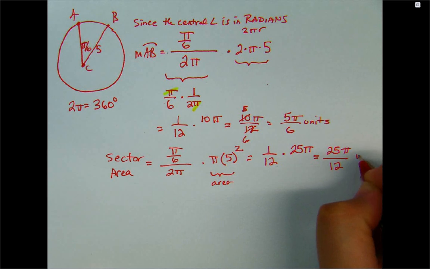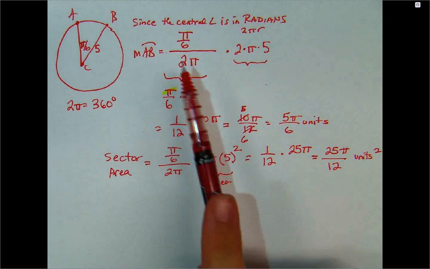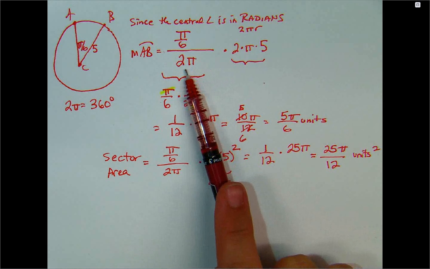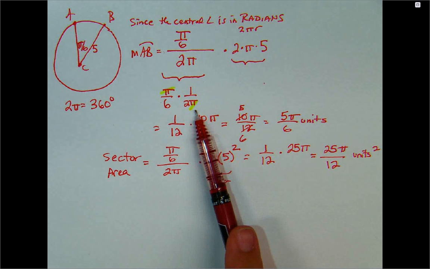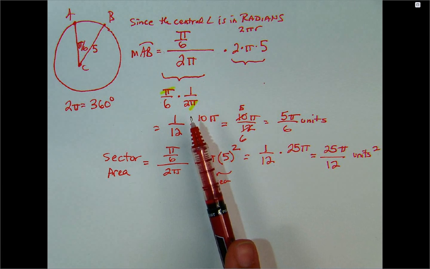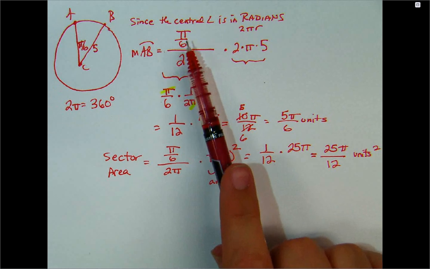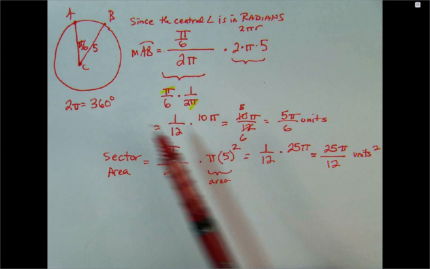So when you're working this type of problem, what you need to realize is if you have your radians over 2 pi, it just ends up being a fraction times a fraction. And you can go from there. You're going to do that 100% of the time when you have radians here. If it's degrees, remember it's whatever the measure is divided by 360. This one's divided by 2 pi.